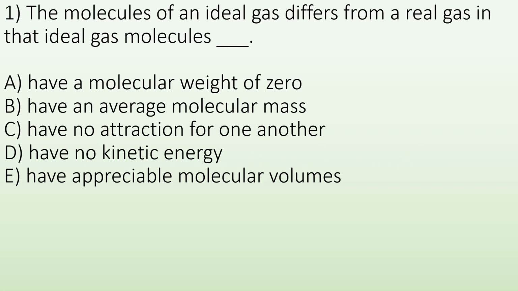Molecules of an ideal gas differ from a real gas in that ideal gas molecules, well, let's see. Ideal gas molecules have a molecular weight of 0. That is not true. Ideal gas molecules have an average molecular mass, but that's true for both of them, so that's not really a difference. Ideal gas molecules have no attraction for one another. That is a true statement for ideal gases. We would say they're not attracted to each other, but real gases are, so that is a difference.